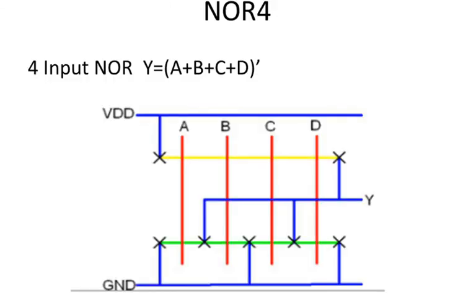Next will be NOR 4. This is a 4 input NOR gate. The same procedure is followed here also. The number of variables equal to 4, so 4 vertical lines. The remaining steps are the same.